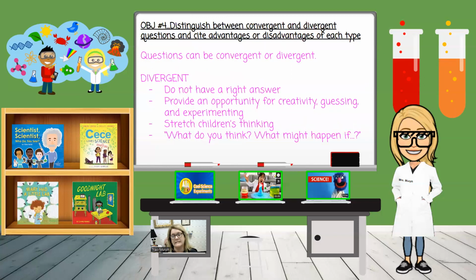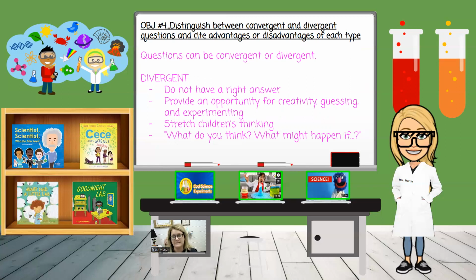Objective 4. Distinguish between convergent and divergent questions and cite advantages or disadvantages of each type. Questions make up a large part of our conversations at school, home, and with our families and friends. Questions can either be divergent or convergent. Divergent questions do not have a right answer, but provide an opportunity for creativity, guessing, and experimenting. Divergent questions stretch children's thinking.